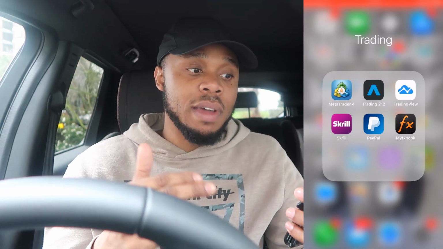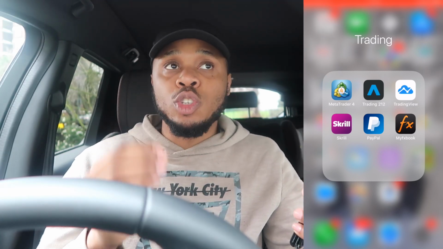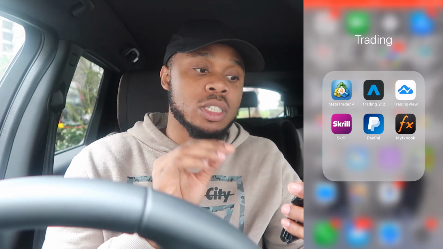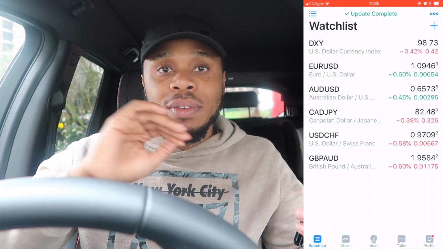Trading View is the next one, family. Trading View is an app that I use to mark up my charts. I don't place any trades on Trading View. All I do is mark up my charts on Trading View, and that's it. So you can go there, use the different indicators, and use all the different tools that you have.